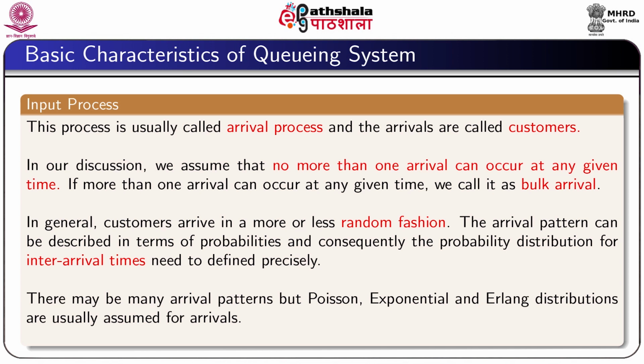In general, customers arrive in a more or less random fashion. The arrival pattern can be described in terms of probabilities, and consequently the probability distribution for inter-arrival times, that is the time between two successive arrivals, needs to be defined precisely. In fact, there are many arrival patterns, but in our model we will consider Poisson, exponential and Erlang distributions for the arrival patterns.